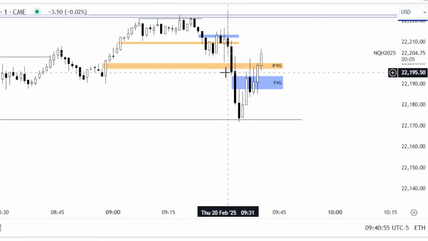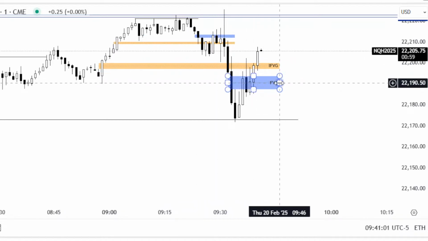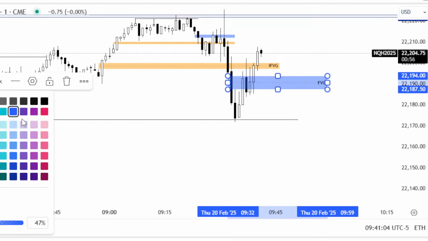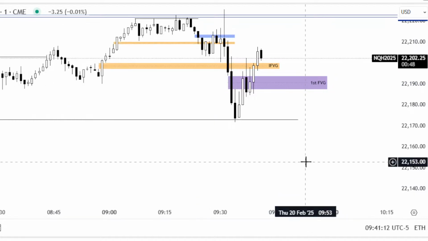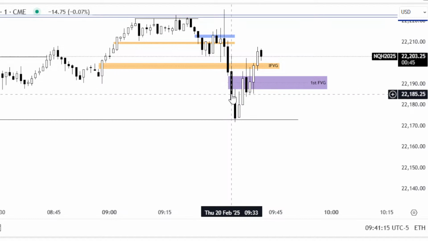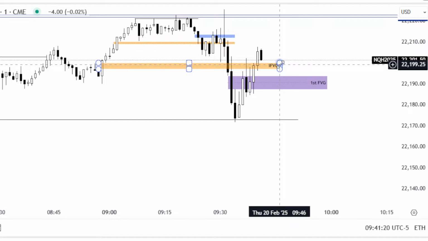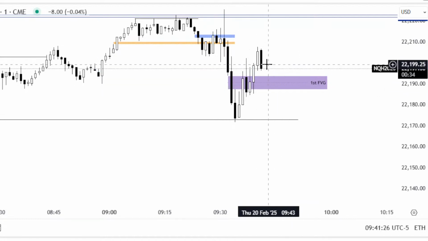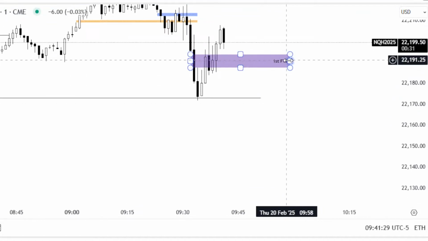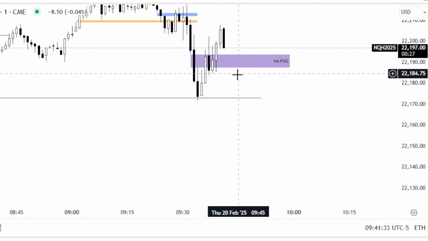Okay, so what I wanted to see is the first fair value gap. It's this one here. Because this was the first one presenting. Take that one off. You want to see this one get inverted to the downside to take price lower.